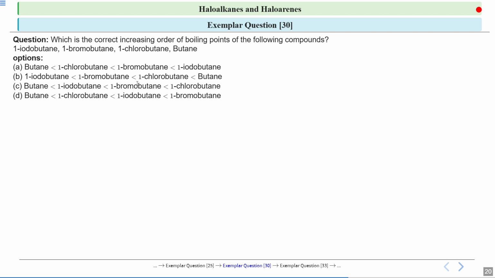So the options for the order of boiling points are: highest boiling point for 1-iodobutane, then 1-bromobutane, then 1-chlorobutane, and the least for butane. Or highest for butane, then 1-chlorobutane, then 1-bromobutane, and the least for 1-iodobutane. Or highest for 1-chlorobutane, then 1-bromobutane, then 1-iodobutane, then butane. Or highest for 1-bromobutane, then 1-iodobutane, then 1-chlorobutane, and the least for butane.